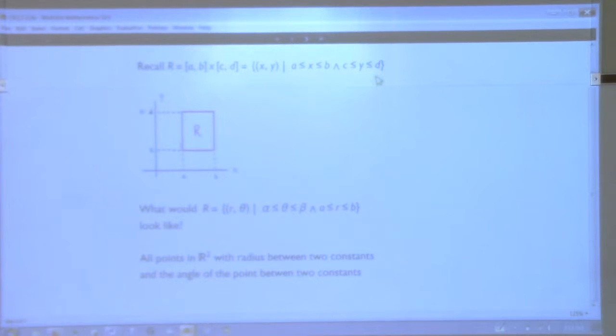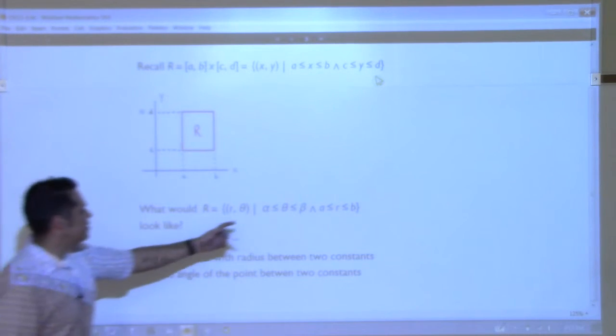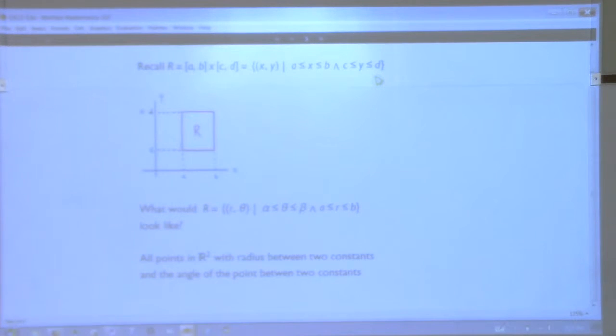A circle. Sort of like... So think of it this way. If I tell you x is between two constants, then again, you're allowed to move this way and this way a certain distance, right? But if your y is between two constants, you can move this way and this way a certain distance. So that draws your rectangle.